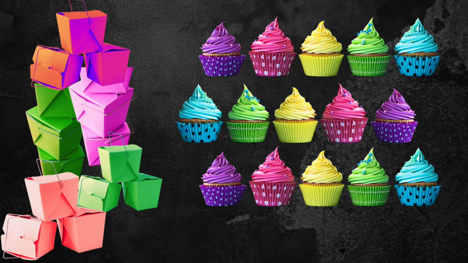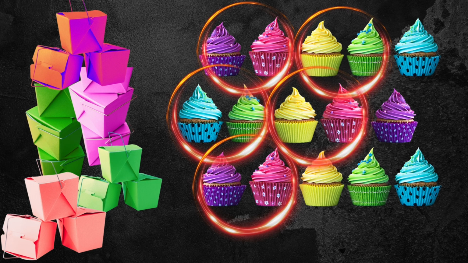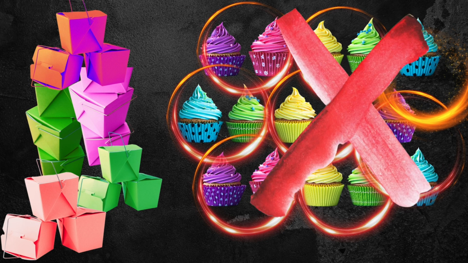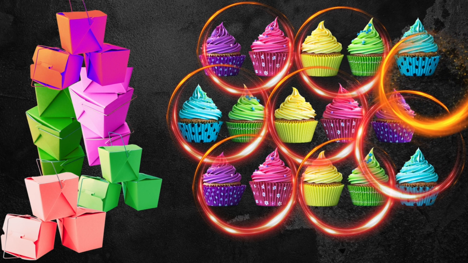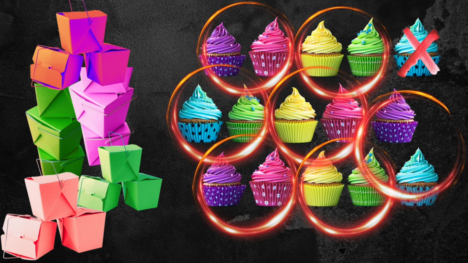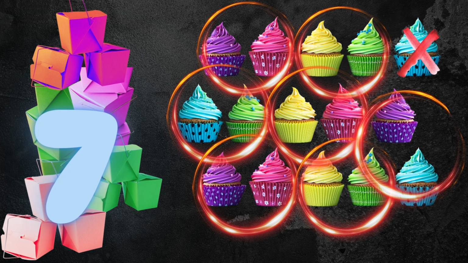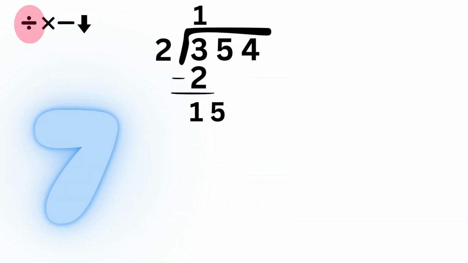I can skip count by 2. 2, 4, 6, 8, 10, 12, 14, 16. Uh-oh, I went too far. You can't go more than the 15. 2, 4, 6, 8, 10, 12, 14. That's right, 7 full boxes. I made 7 groups of 2. Where does that 7 go? Yes, directly above the 5 that we just brought down.